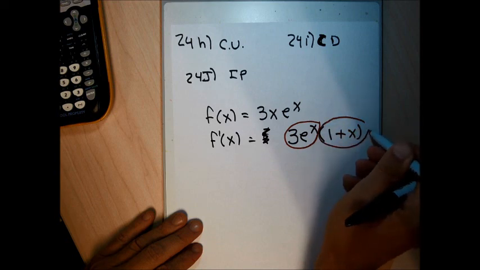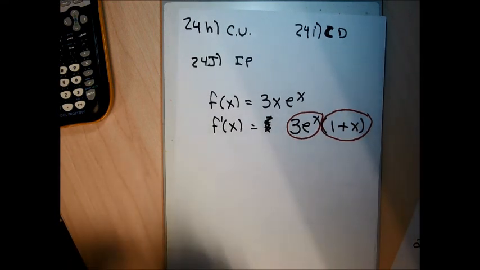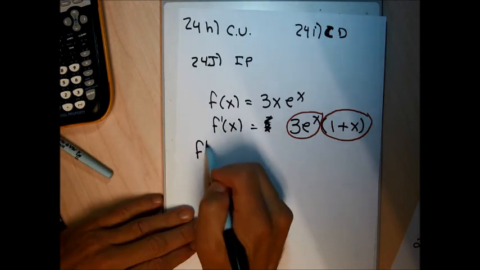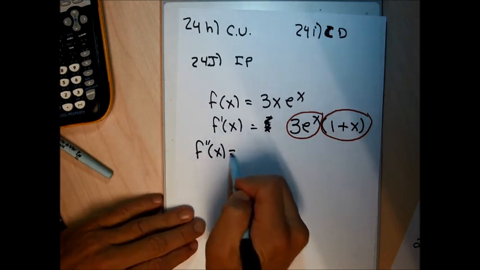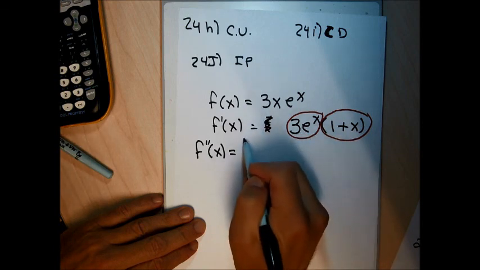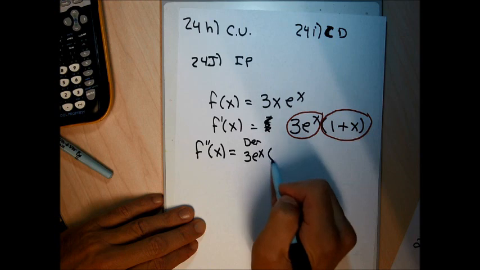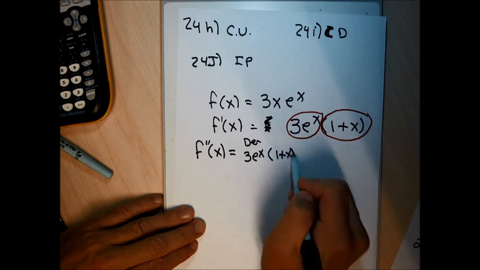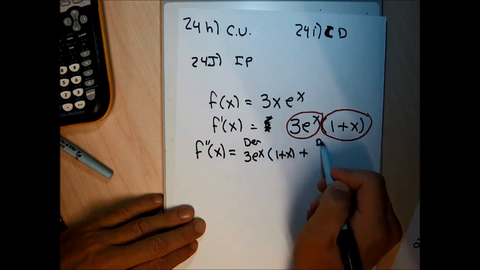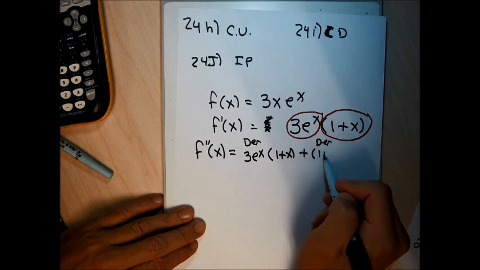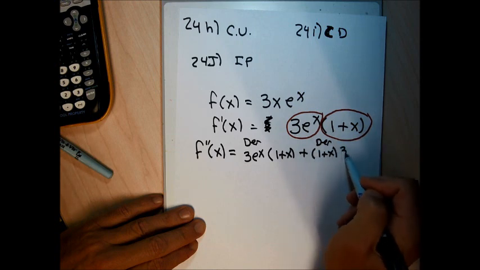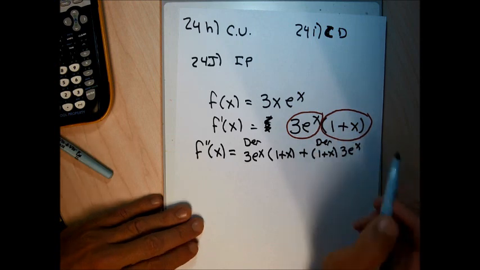So I'm going to use the product rule, and those are the two factors I'm going to use. Now I'm going to write f double prime of x, and with the product rule, I take the derivative of 3e to the x times the 1 plus x unchanged, plus the derivative of 1 plus x times the 3e to the x unchanged.